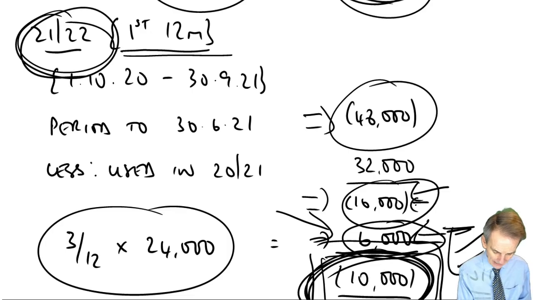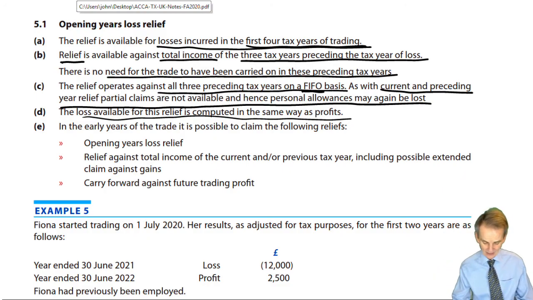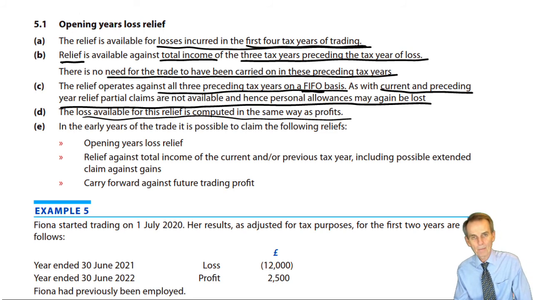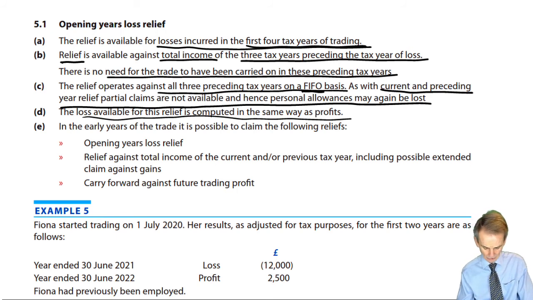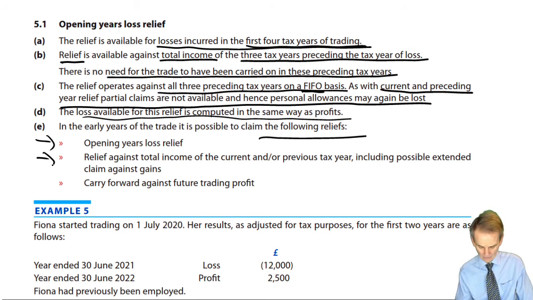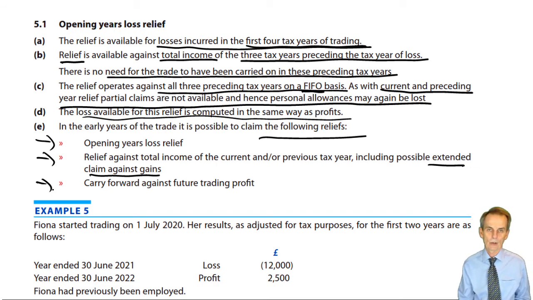So the benefit of the opening year's loss relief is that it allows you to carry back that much further, giving you a better opportunity of immediate relief for the loss. If we list out all of the possible claims, obviously we only get to use any figure of loss once, but you've got your specialist opening year's loss relief, relief against total income of the current and or the previous tax year, and we may choose to include, we don't have to, the extended claim against gains, or otherwise we carry forward against the future trading profits of the same trade.